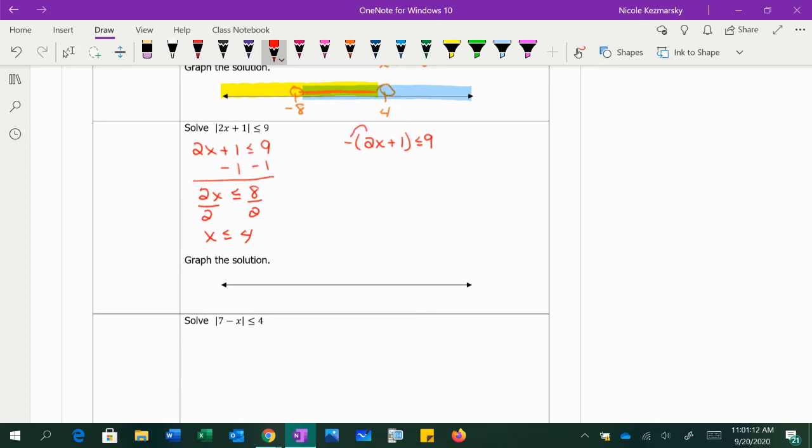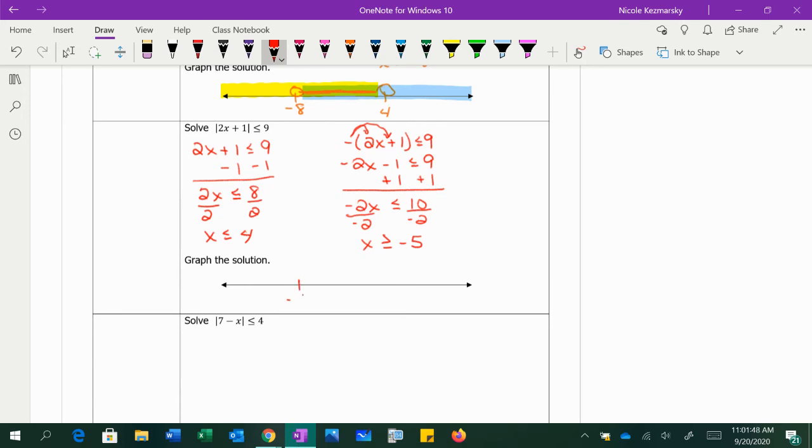For the one on the right, I'm going to go ahead and distribute and get negative 2x minus 1 less than or equal to 9. Add 1 to both sides and get negative 2x less than or equal to 10. Divide by negative 2 and get x, and we divided by a negative, so we've got to remember to flip. X is greater than or equal to negative 5.